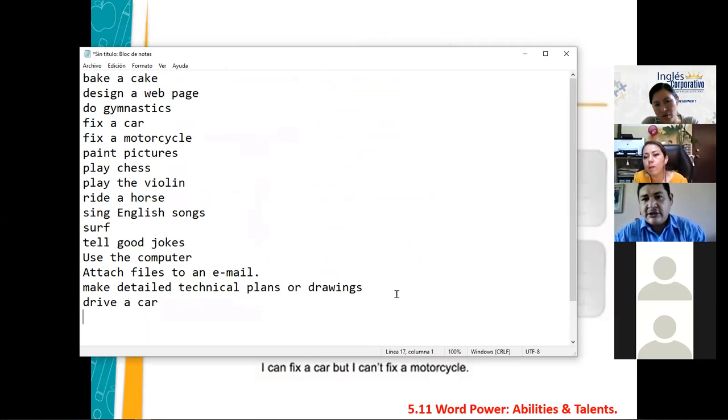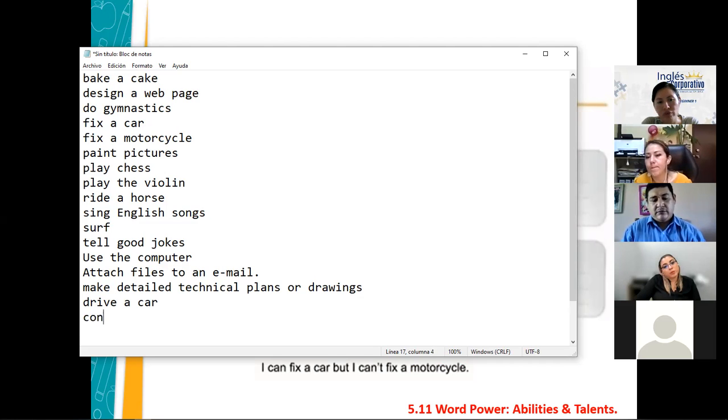A good salesperson. Pero ¿cuál sería la habilidad? Probably convince. Convince people, right? Hacer que la gente compre el producto, convince people. Eso sería una habilidad, ¿verdad? I can convince maybe, people. Maybe, yes.